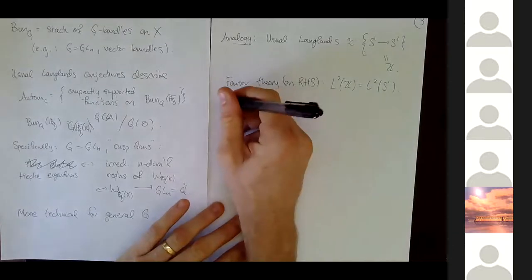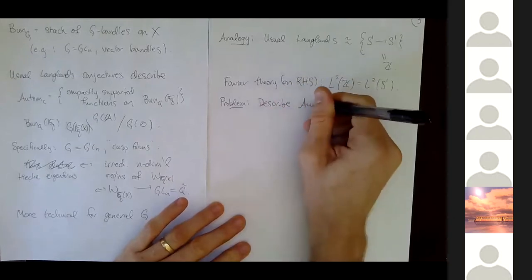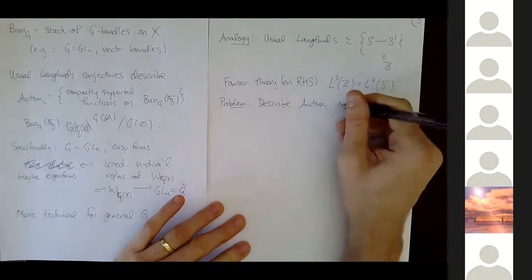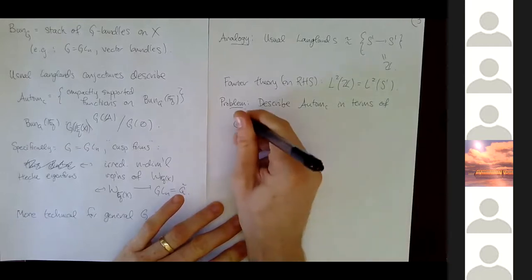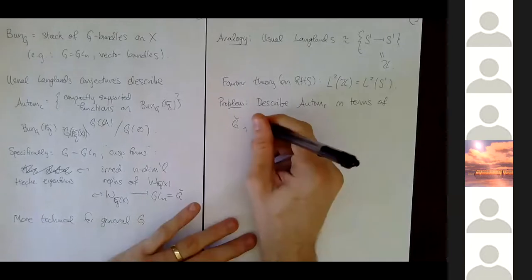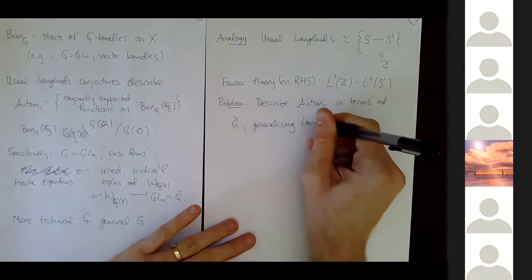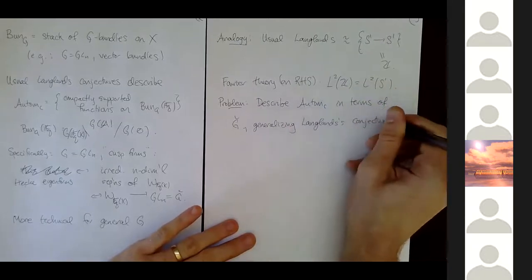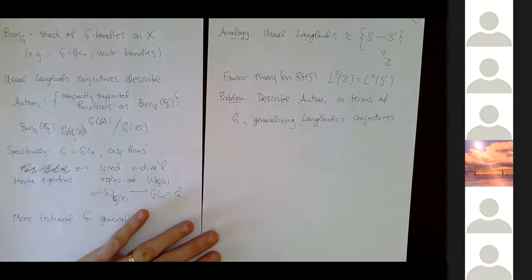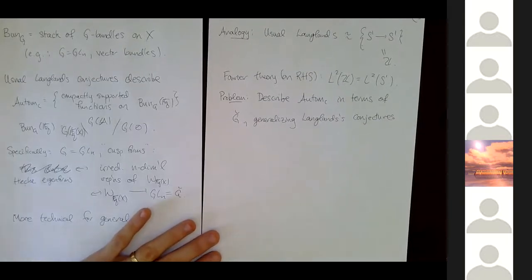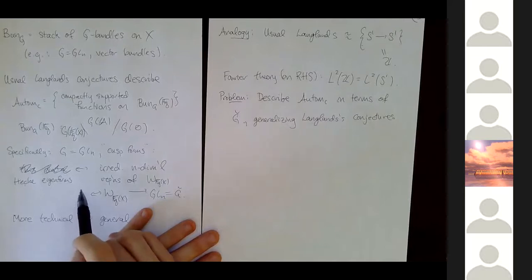And there's a problem, which is to really describe the space of automorphic forms in terms of this Langlands dual group, G-check. And this should be generalizing Langlands's conjectures. So this is a problem that makes sense in a broad setting, certainly global fields and general automorphic forms. What we're going to describe over the course of these talks is a solution to this problem in the special case under consideration here: unramified automorphic forms and function fields, certainly.